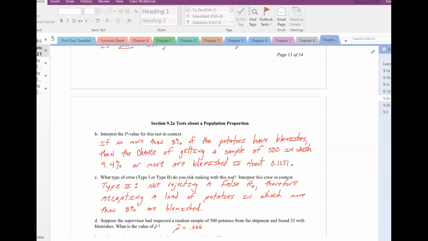We are testing to see if more than 8% have blemishes, and the sample I came up with is less than 8%. So there's not really any test to conduct here. We have a sample that is less than 8%.